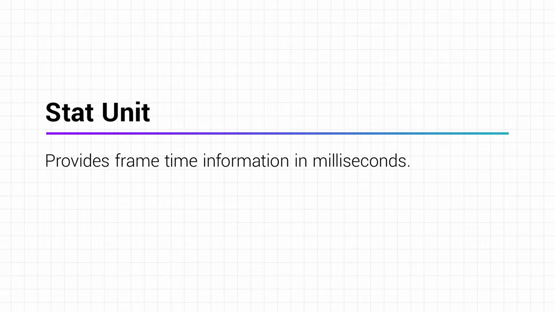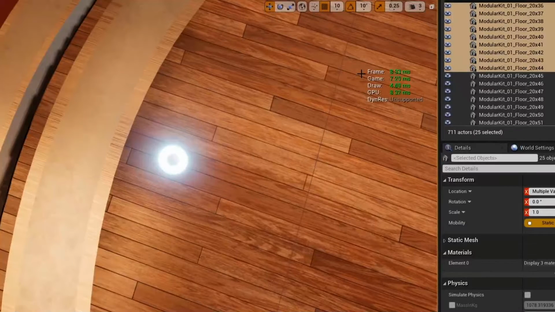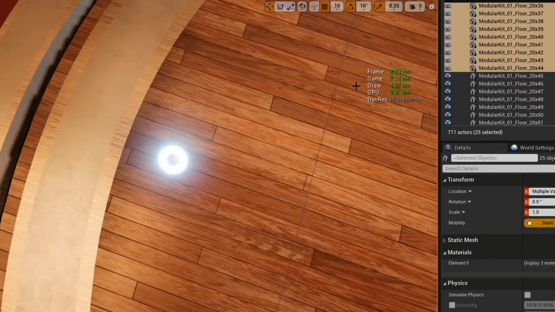Stat unit. The stat unit command provides frame time information in milliseconds. Frame refers to the total frame time. Game refers to the frame time for the game thread, which can also be called the main thread. Game logic, physics, networking, and blueprints happen on this thread. Draw refers to the frame time for the render thread. GPU refers to the frame time for the GPU to complete one frame worth of operations.